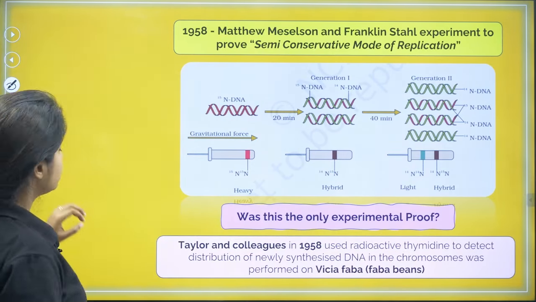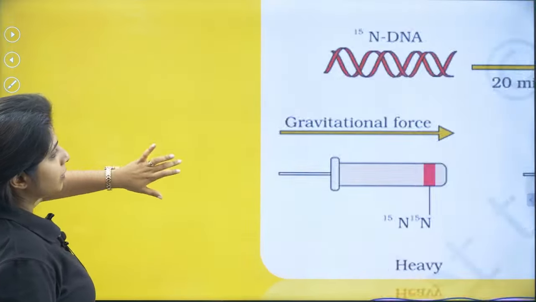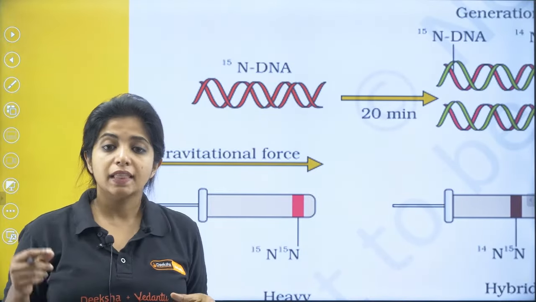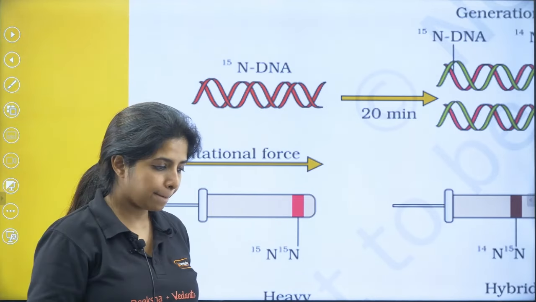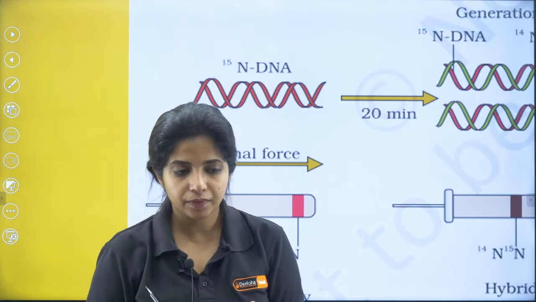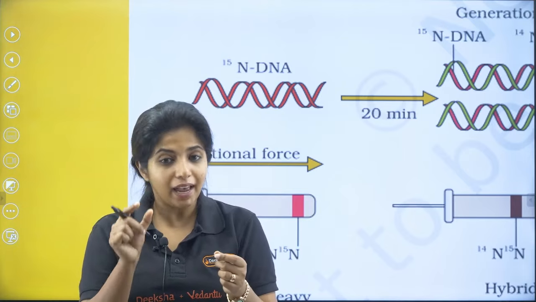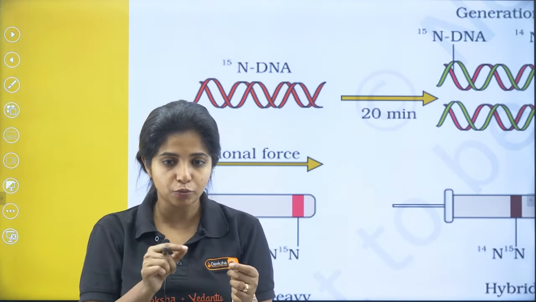I'll tell you how. E. coli, my dear children, Escherichia coli, was grown in a medium containing the N15 isotope. Obviously this N15 will be picked up. E. coli has DNA, and nitrogen is a part of the DNA, nitrogen is in the bases.